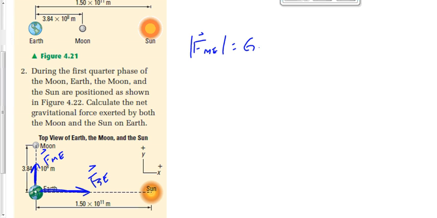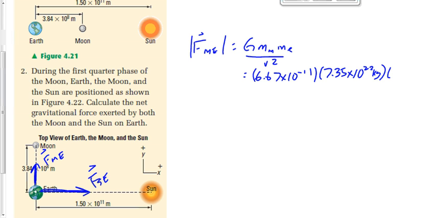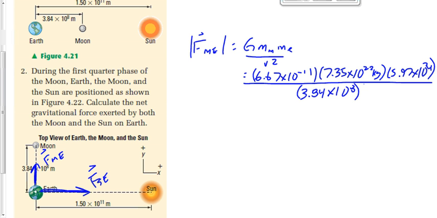This is going to be G M_M M_E over R squared. So we're going to say 6.67 times 10 to the minus 11 times the mass of the moon. What was the number for the mass of the moon? I don't remember that. 7.35 times 10 to the 22 kilograms, thank you. And the mass of the Earth, I think, was 5.97 times 10 to the 24. We're going to divide that by R squared, and the distance here, 3.84 times 10 to the 8. Don't forget to square that.